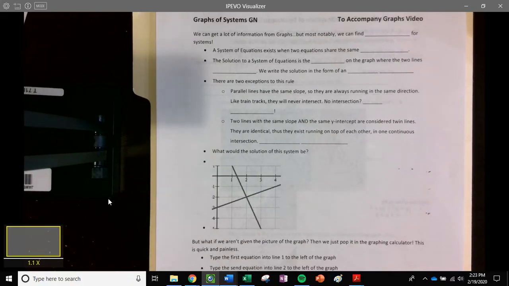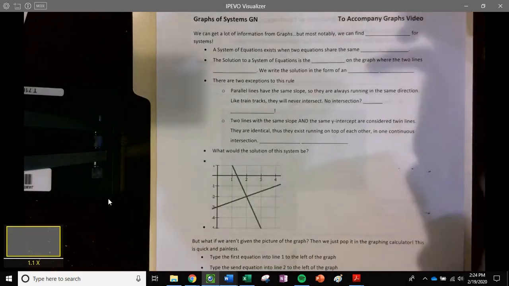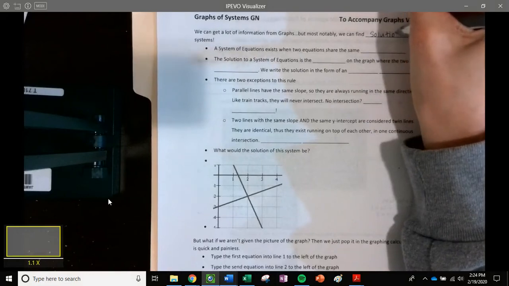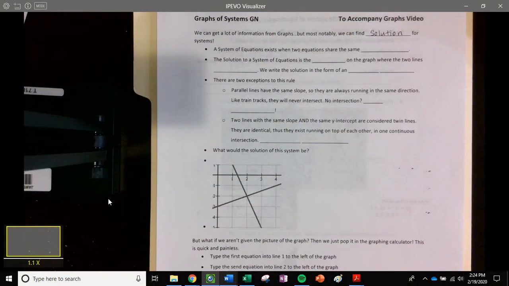So, one of the things that you'll be able to utilize when solving systems or finding the solution to systems is graphs. We can get a lot of information out of graphs, but in regards to this conversation, we can find the solution for systems from graphs.